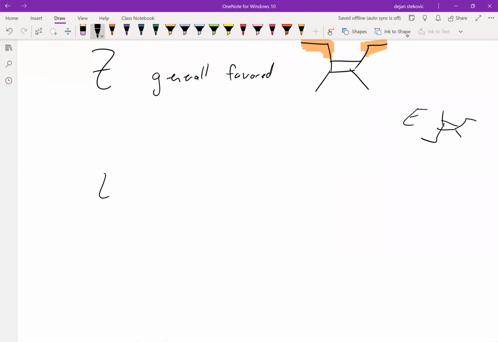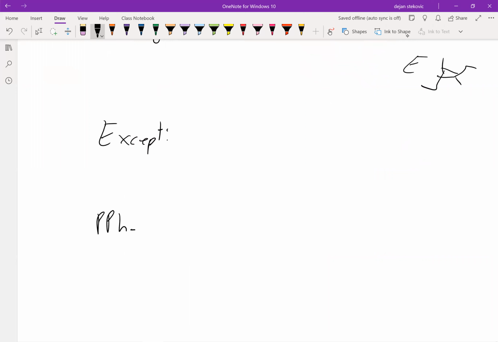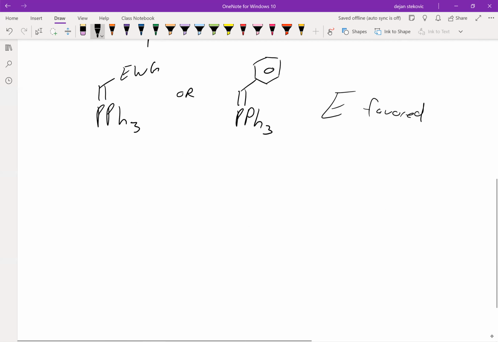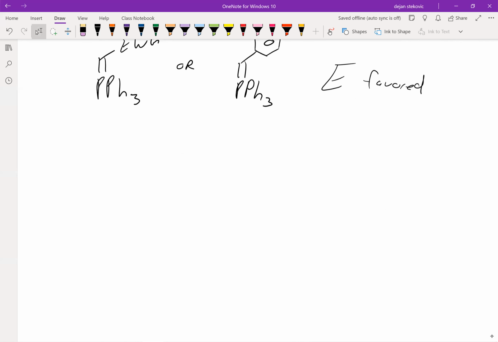There's an exception, of course, because it's organic chemistry. And the exceptions are when we have our ylid attached to some kind of electron withdrawing group, or when the ylid is attached to another benzene ring. When we have these, E will be favored. And that has to do with the transition state of this reaction, which we're not going to take a look at too much because it's a bit beyond the scope of the course. But overall, you can imagine this is a very powerful reaction.